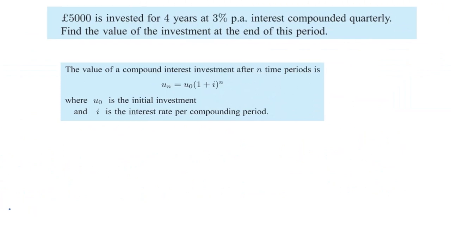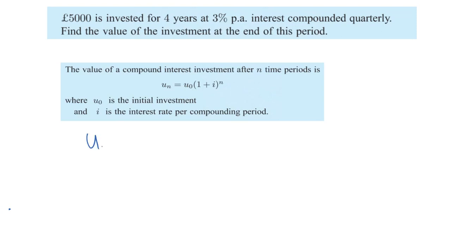Let's move on and try a more complex question. So this is similar. We've got some similar numbers going on here. We've got $5,000 invested for 4 years. It's 3% interest rate per year. The PA stands for per annum, per year. But this time we're compounding it and adding on that interest every quarter, right? Every 3 months. So that's going to make some significant adjustments to this calculation.